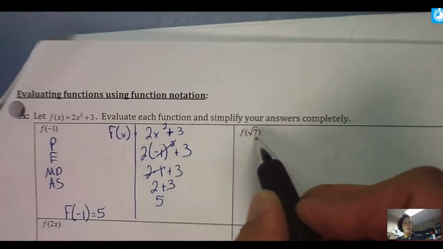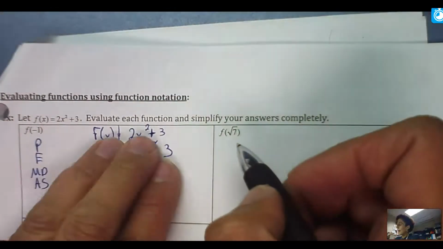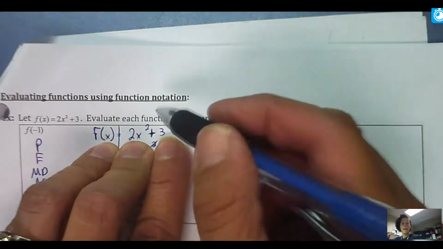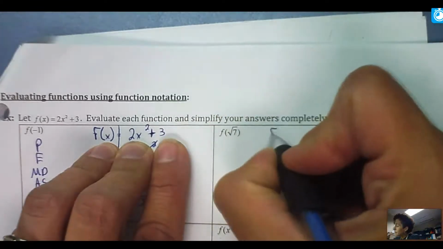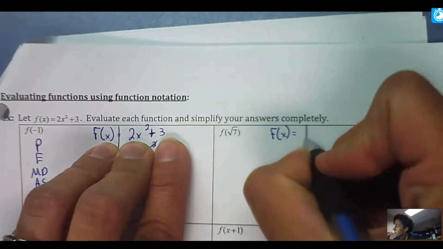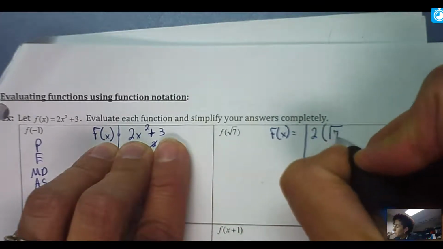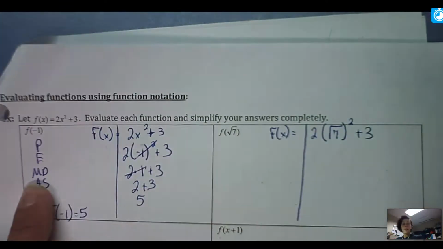On this one, we're going to put in the square root of 7, so we're starting to step this up. If I have my problem and the square root of 7 is in parentheses and it wants a hug, I'll put it on the right side with all the numbers. So f of x is going to equal 2, and then in parentheses, I'm going to put the square root of 7, and I'm going to square it, and then I'm going to add 3. Again, I'm just going to follow PEMDAS.